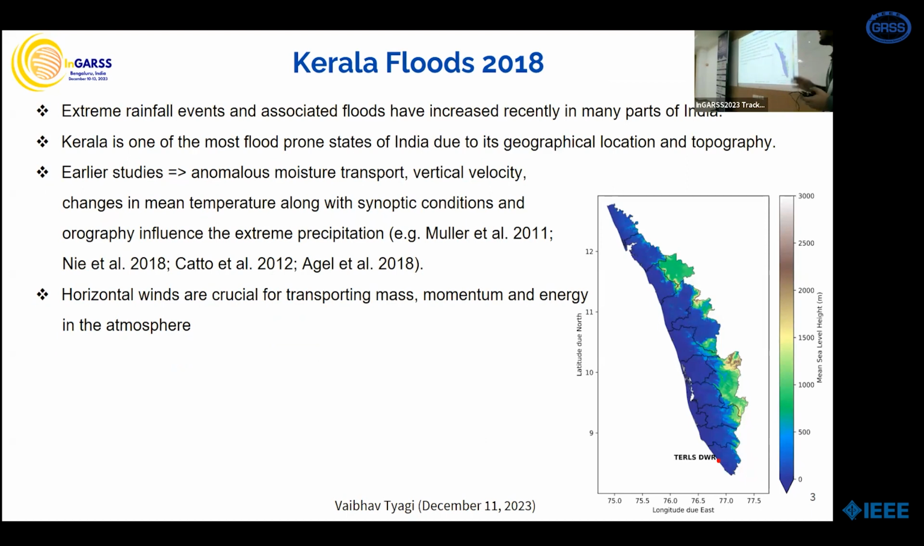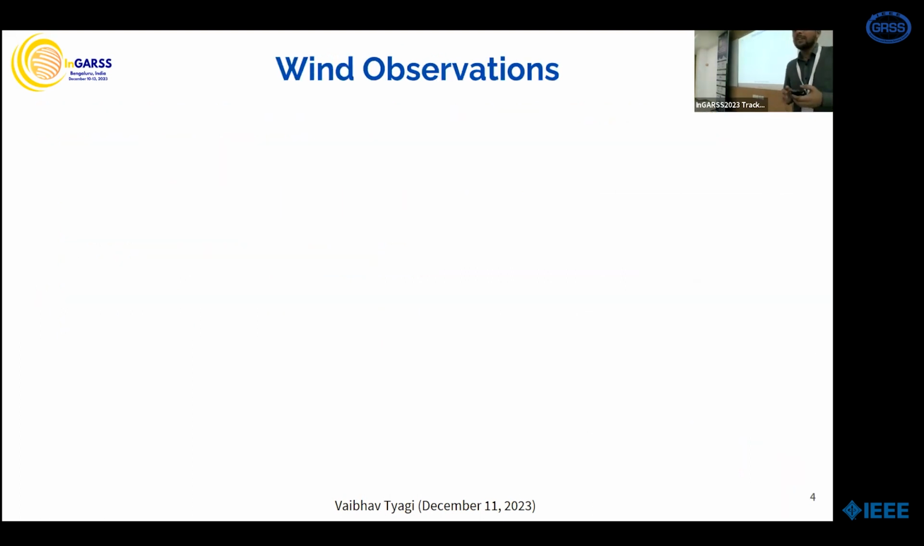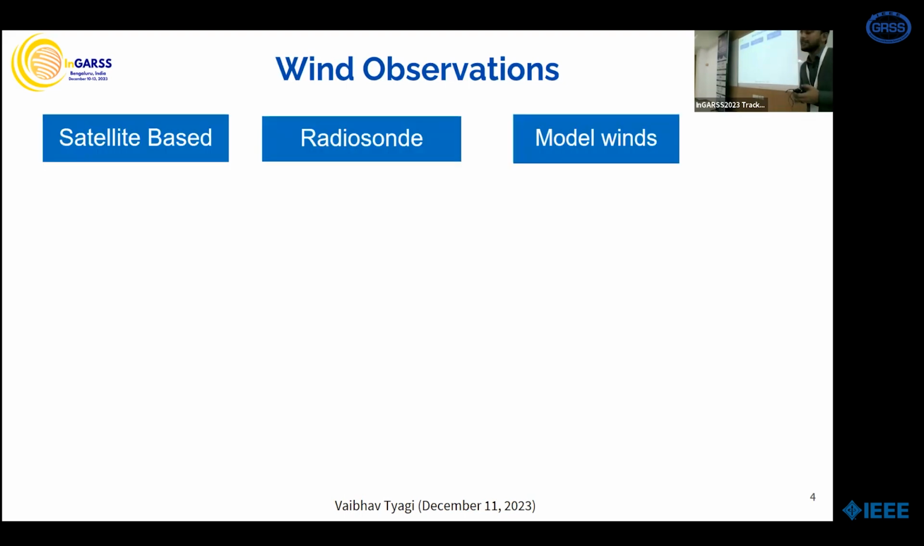So there have been various studies that study parameters like the synoptic condition, moisture transport, and vertical velocity. But there have not been many studies which use the Doppler weather radar or any other ground-based measurement. Since the winds play an important role in such kinds of events in transporting mass and moisture, when we say wind observation, there are multiple sources we can get the winds: satellite-based observation, radiosonde observation, and the model winds.